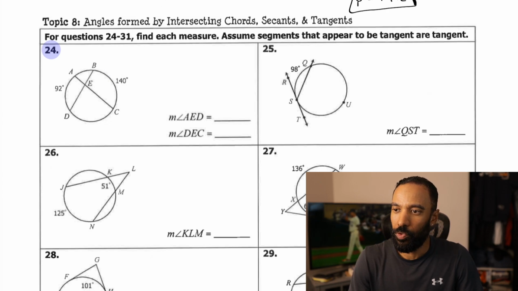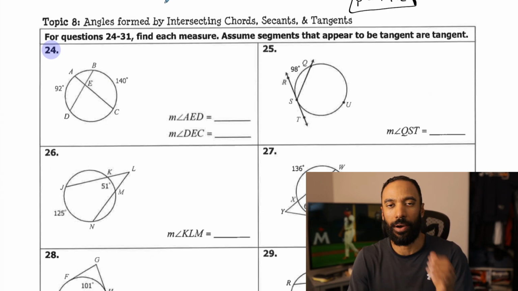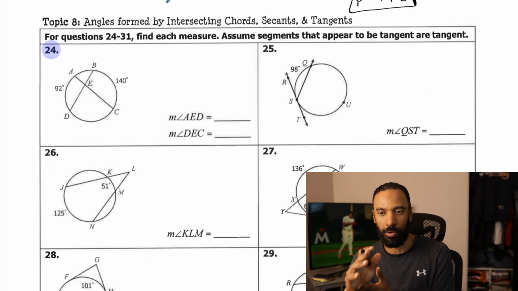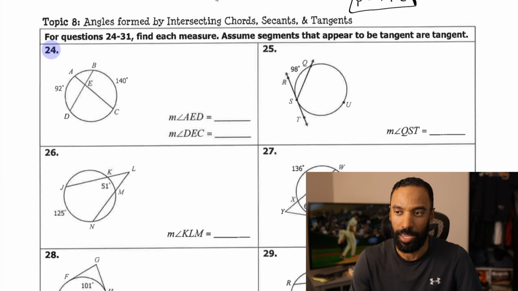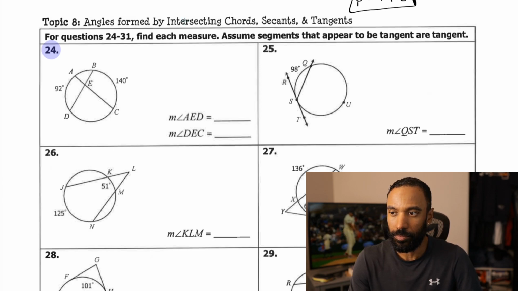Topic 8. Angles formed by intersecting chords, secants, and tangents. Now, I talk about this possibly differently from other teachers. I really like to treat this stuff, I'll give you the formulas. I'll have one quick talk on the reasoning behind how I do it. After that, I'll let it be.